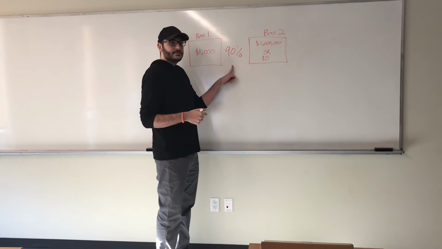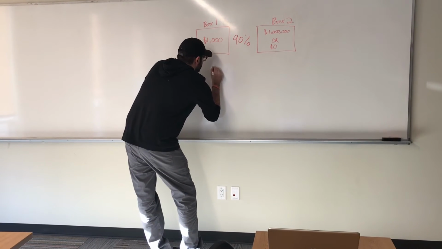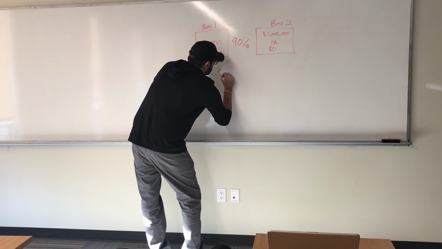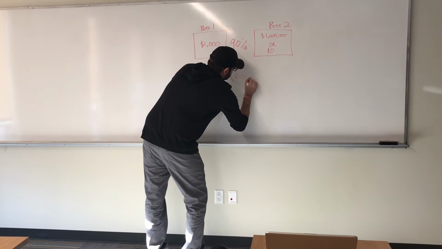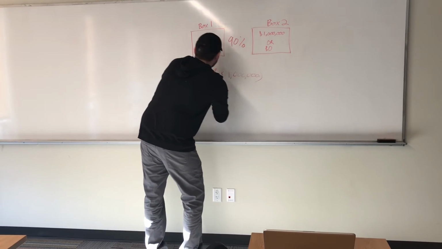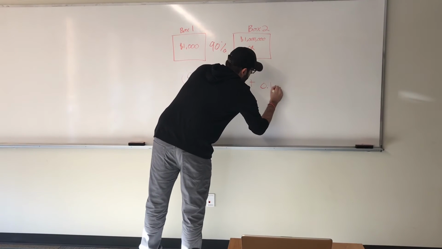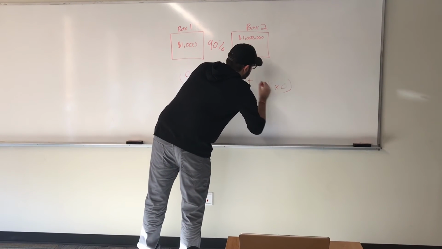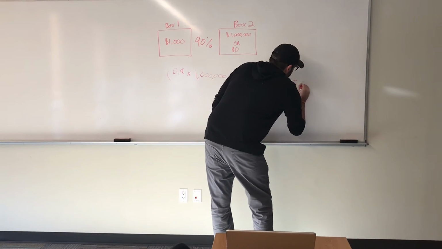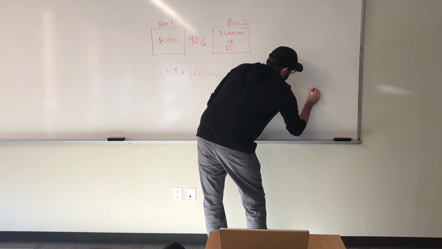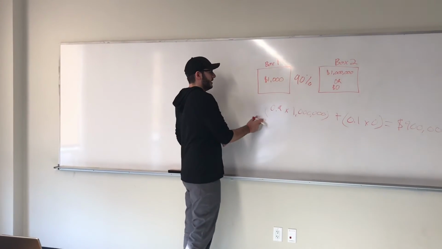So we know there's a 90% chance that the psychologist was correct. So let's use this equation. 0.9 for the 90% chance times $1 million plus 0.1 for the 10% chance times 0 for the $0, which gets us $900,000. So right here is the expected value of taking just one box.